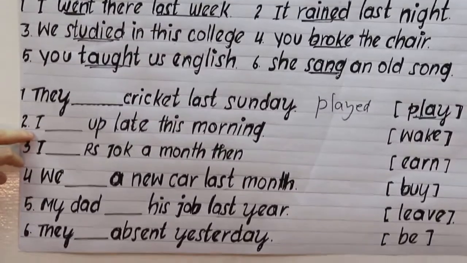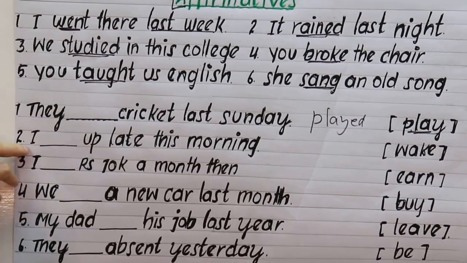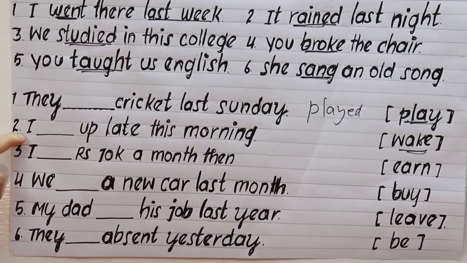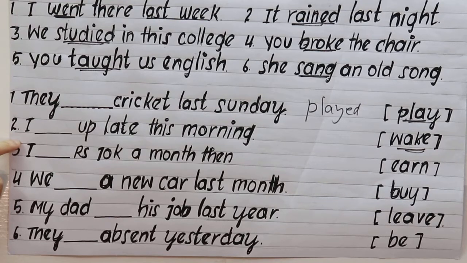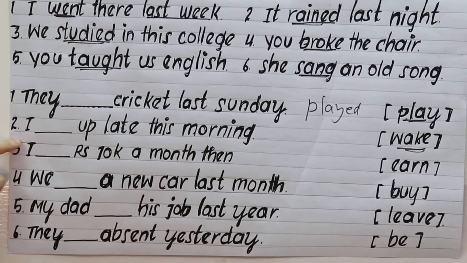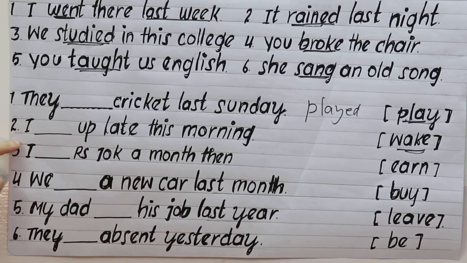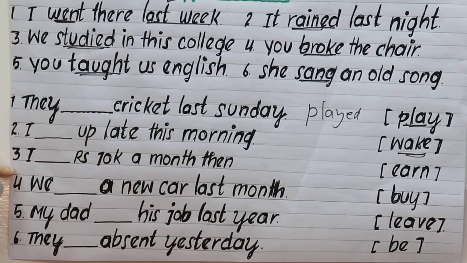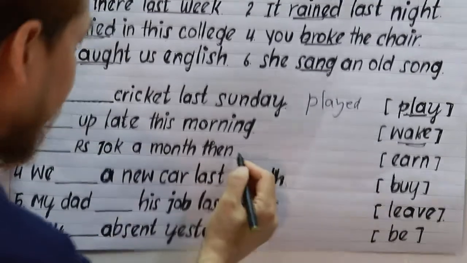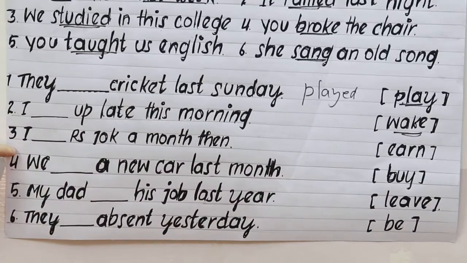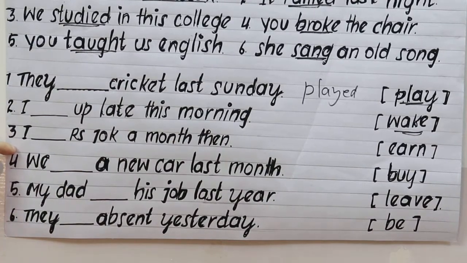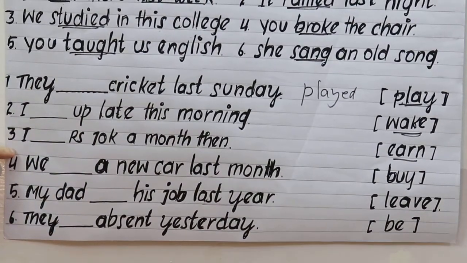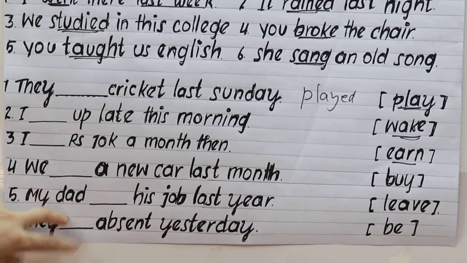Number 2. I dash up late this morning. आज सुबह देर से उठा था. तो wake up उठना होता है, तो उठा. Second form of wake is? Please tell me the answer here. Yes, I woke up. W-O-K-E. I woke up late this morning. Good. Third number. I dash rupees 10,000 a month. तब मैं monthly 10,000 रुपए कमाता था. Earn means कमाना होता है. Second form is ed लग जाएगा. Earn. Yes, correct. I earned rupees 10,000 per month.